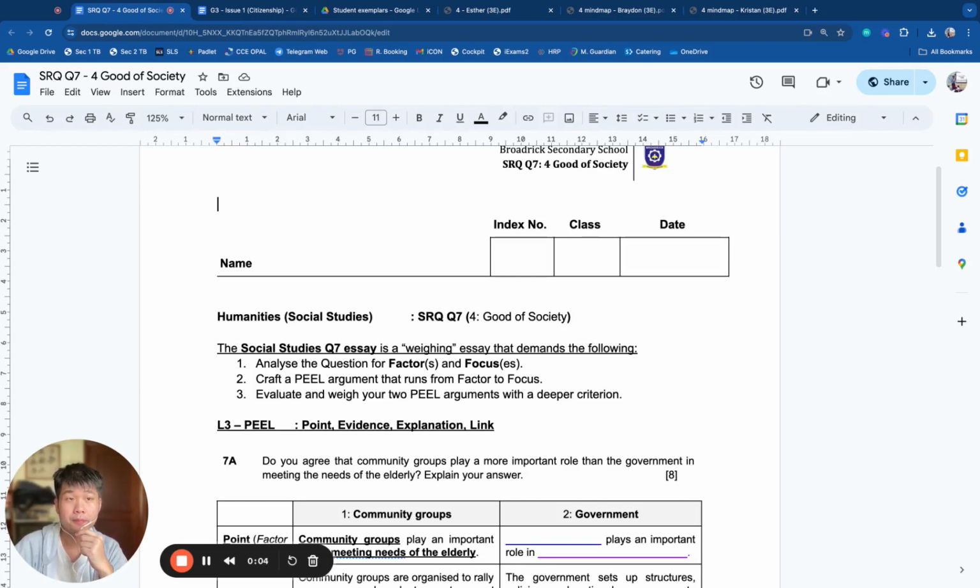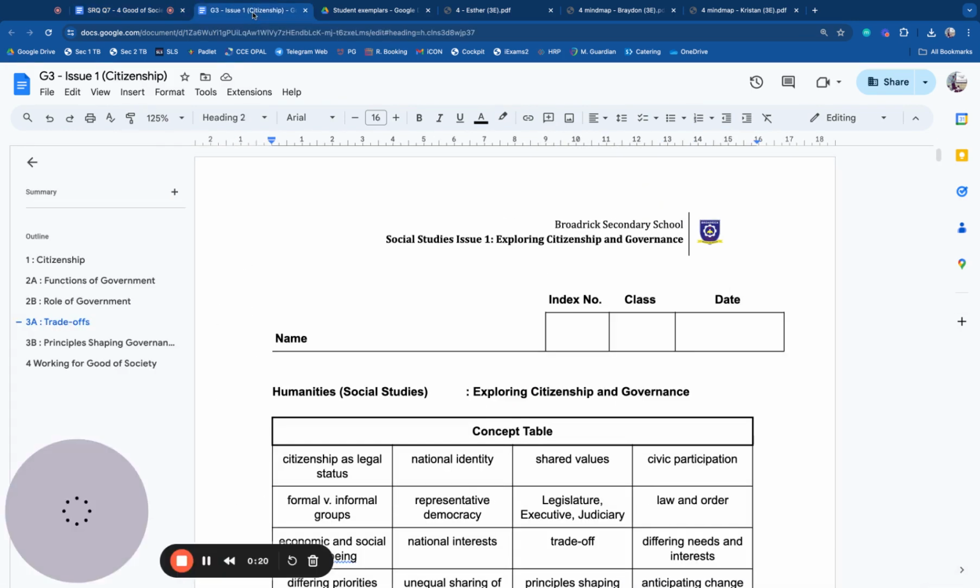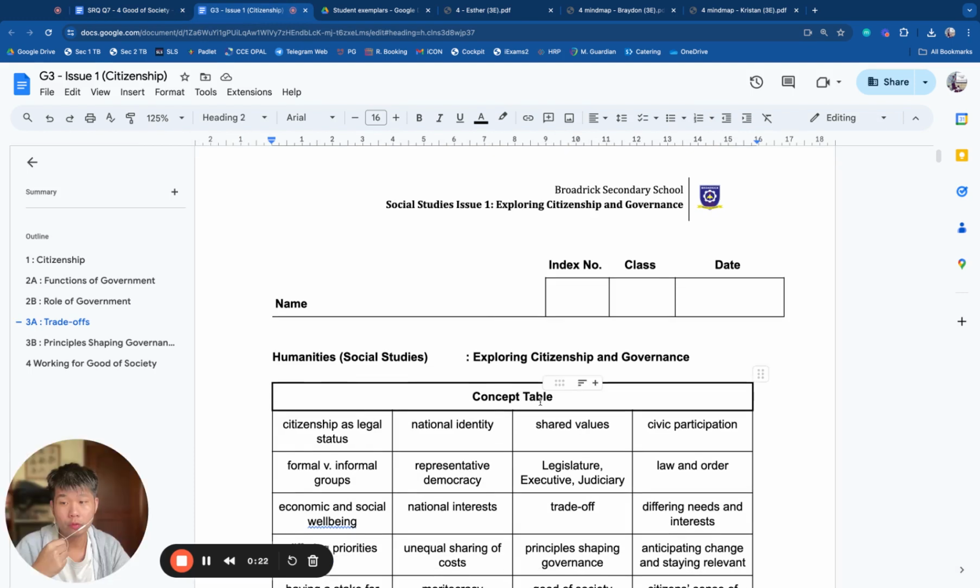This is Mr. Seow, and today I want to talk about the social studies question 7 essay. In particular, we're going to talk about chapter 4, Good of Society. So before you begin, you should have this worksheet with you on the question 7 essay, as well as your essay notes with you. Two additional optional things you could have with you.